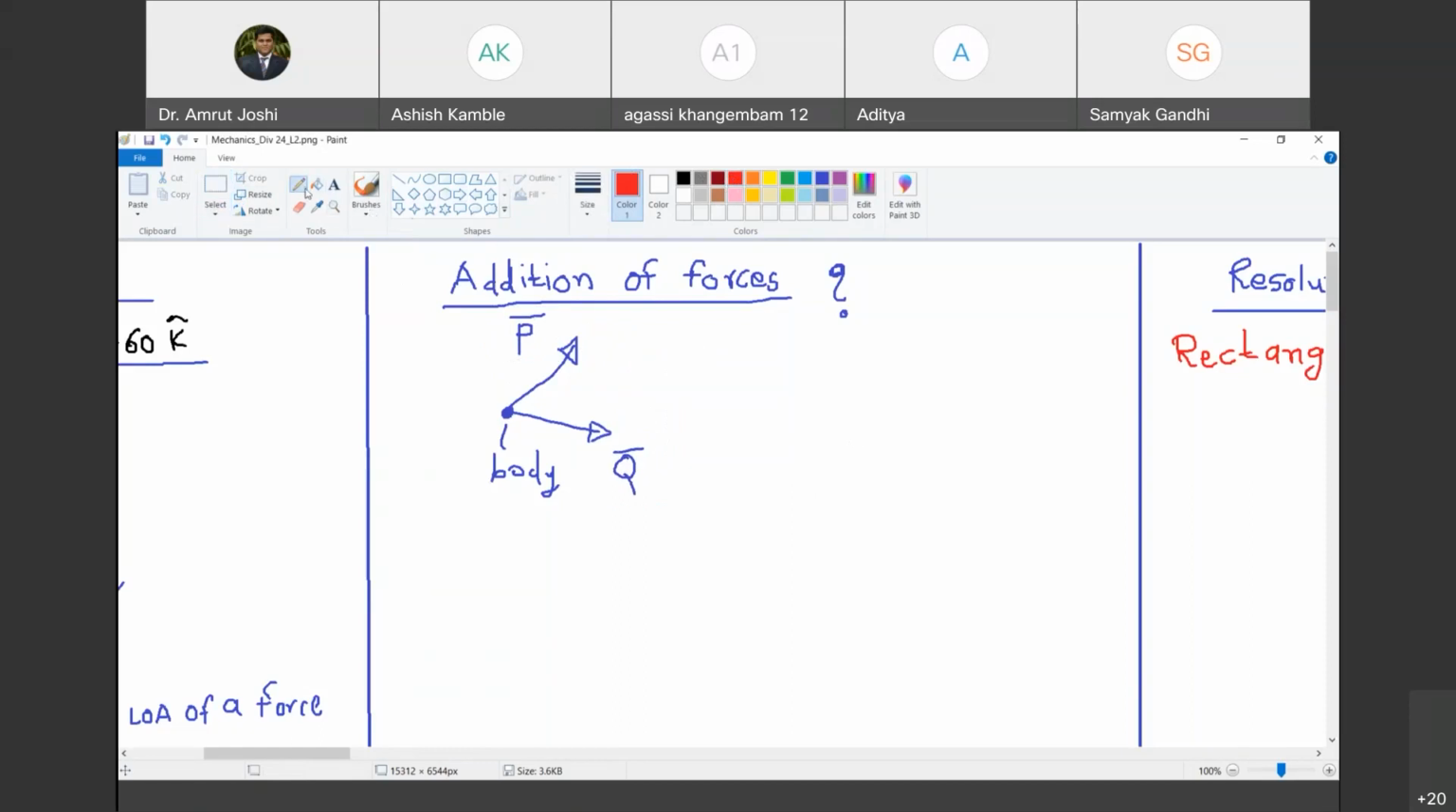Is it a rectangle or is it a parallelogram? It's a parallelogram, but sometimes it can be a rectangle. If the angle between two forces is 90 degrees, then it is a rectangle. Otherwise, this is what you are saying. I have completed the parallelogram. So what I have done is I have drawn a line parallel to the line of action of P bar starting from the tip of Q bar. And I have drawn a line parallel to Q bar starting from the tip of P bar. And I have completed this parallelogram.